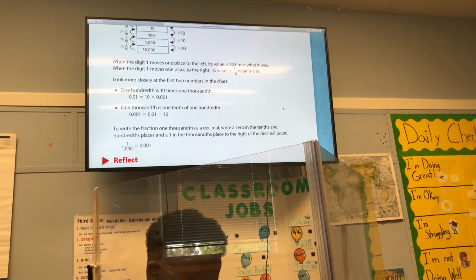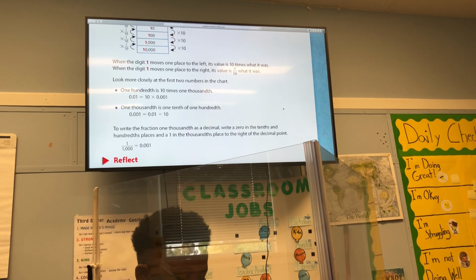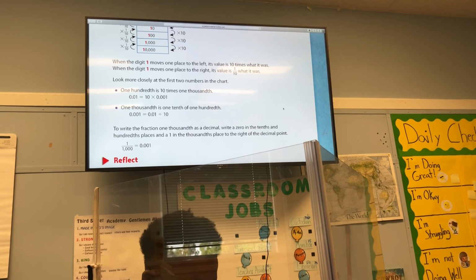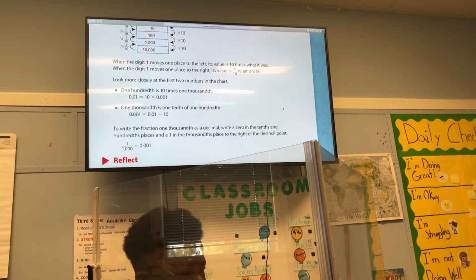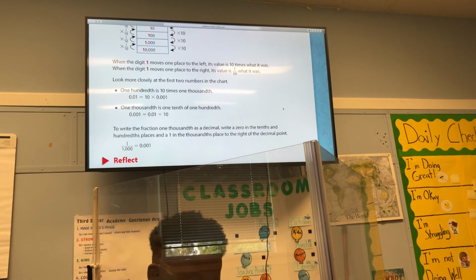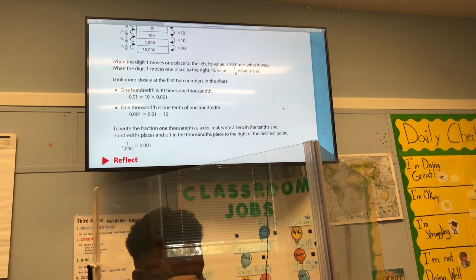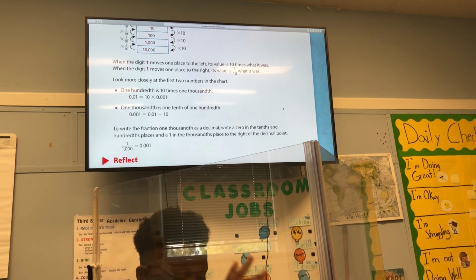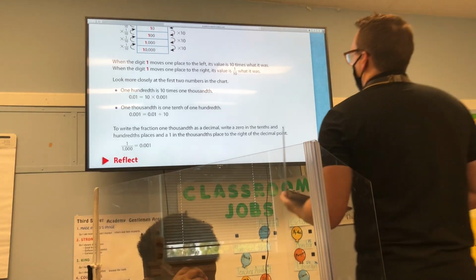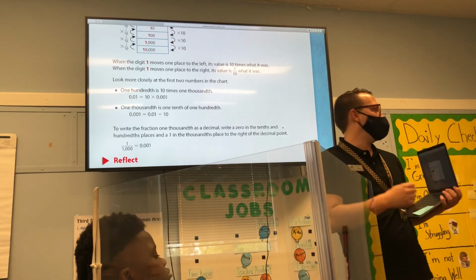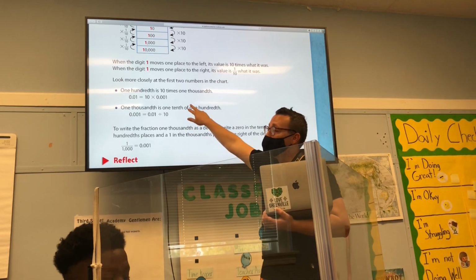To the left, its value is 10 times what it was when the digit moves one place to the right. Its value is a fraction, 1/10, of what it was. So if it moves to the left, it's 10 times more. If it moves to the right, it's 10 times less. And if I take a look here, it shows you that.